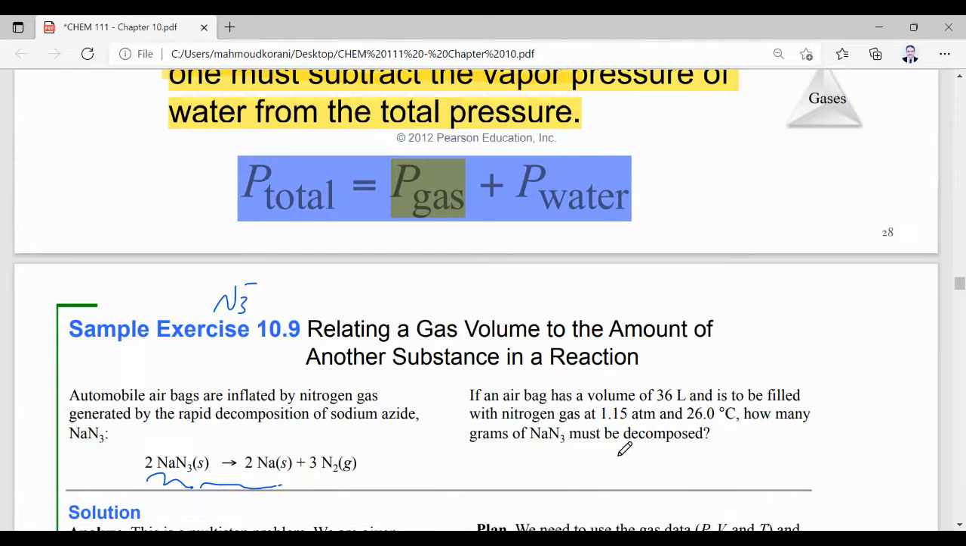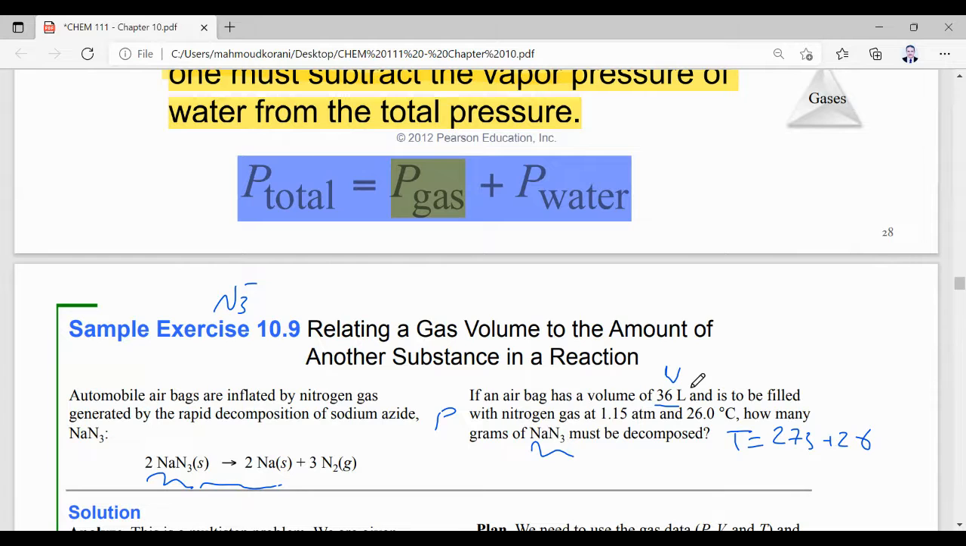I'm asking you, if an airbag has a volume, this is the volume of the airbag or the volume of the gas, and is to be filled with nitrogen at 1.15 atmospheres, this is the pressure, and 26 degrees centigrade, this is the temperature in Celsius. In Kelvin, it will be 273.15 plus 26. And I'm asking how many grams of sodium azide are needed.